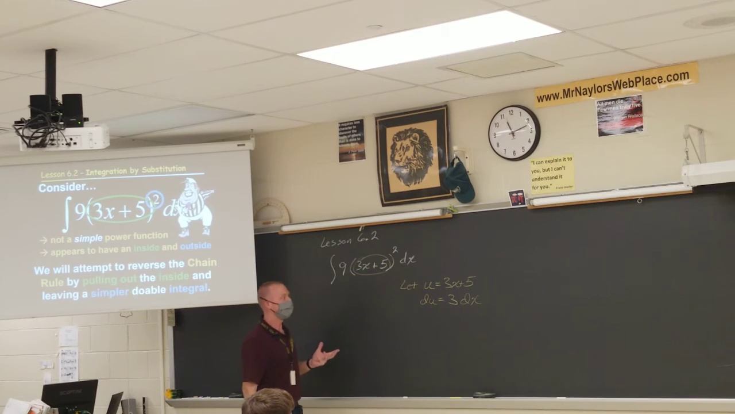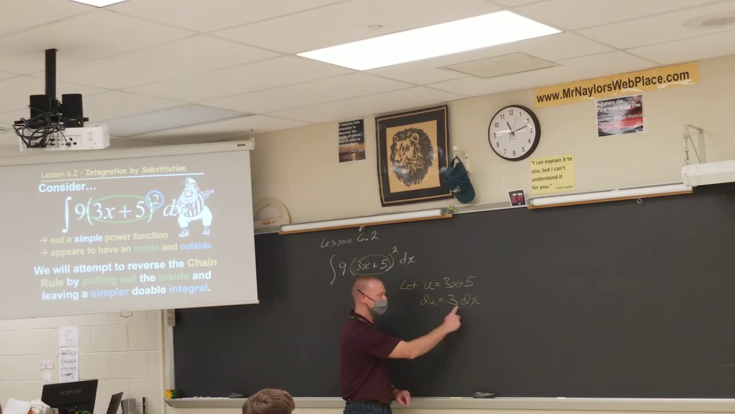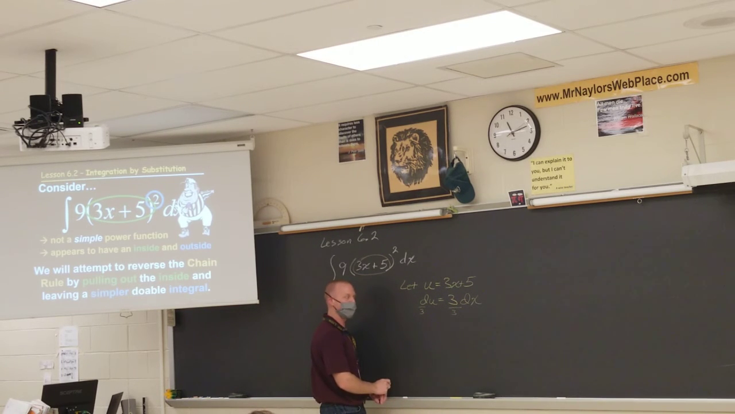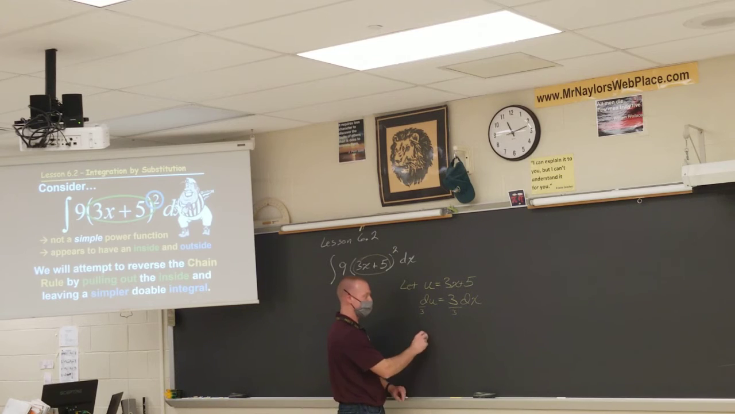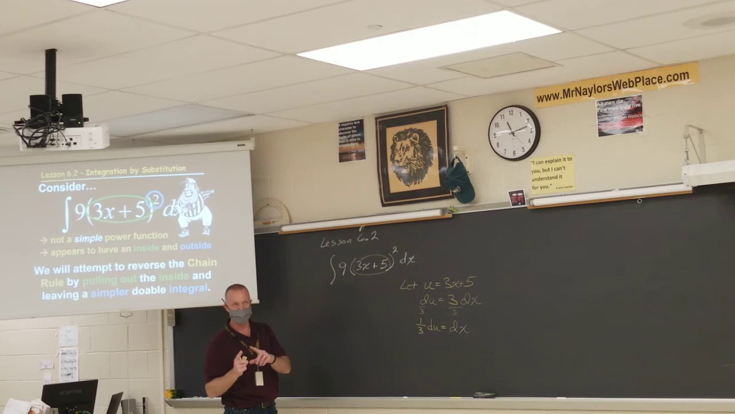Now, I get it if you're like, why are you doing all this? Just wait about one more step, and I think the why will become clear. But if this is true, which it is, then if I solve it for dx, if I basically get that 3 over to this side, then I'll be staring at something known as 1/3 du, and that will equal dx. So again, why did I do that? Well, you'll find out, but just notice I solved it for dx.